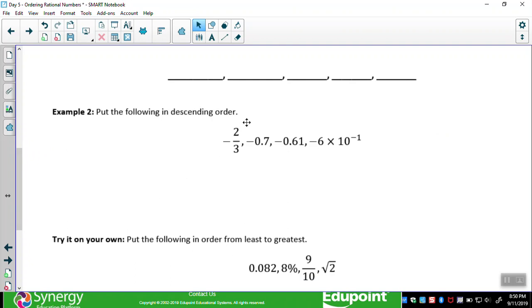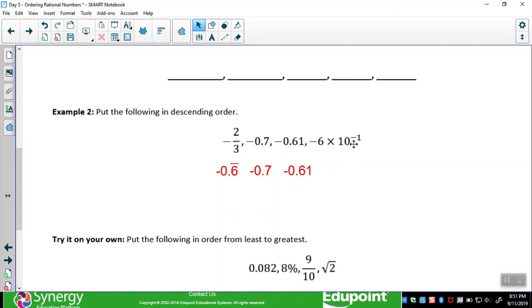So if we were to convert them, I've got negative 2/3. All right, if I put that into my calculator, that gives me a negative 0.6 repeating. Negative 0.7. Well, there's nothing to convert there. It's already a decimal. Negative 0.61. That's also already a decimal. I don't need to change anything.